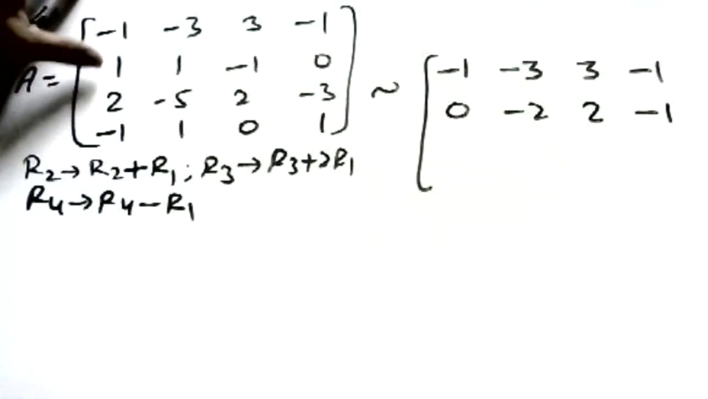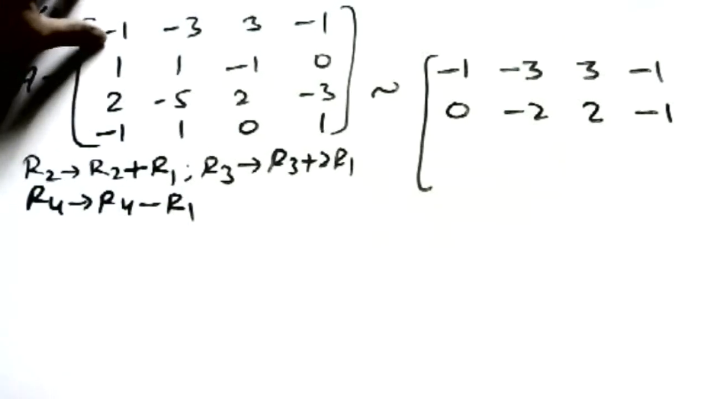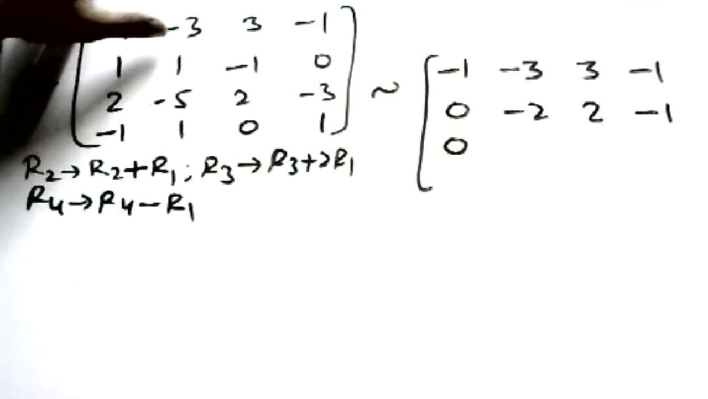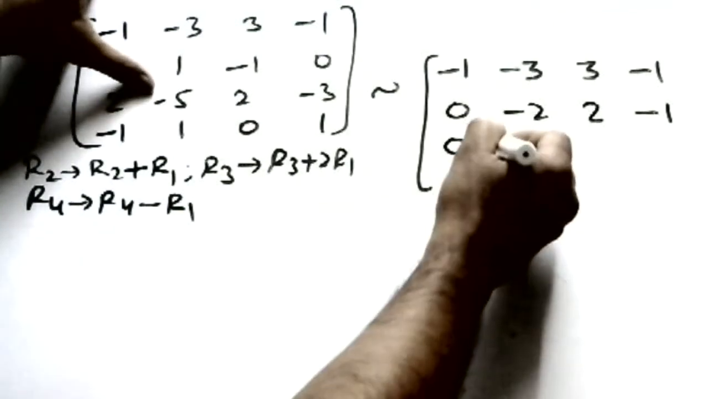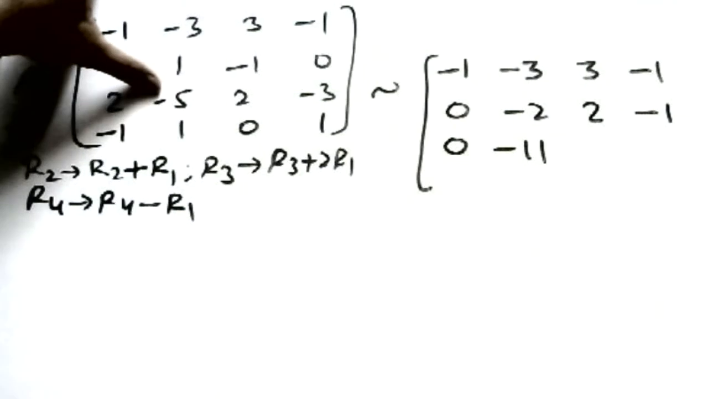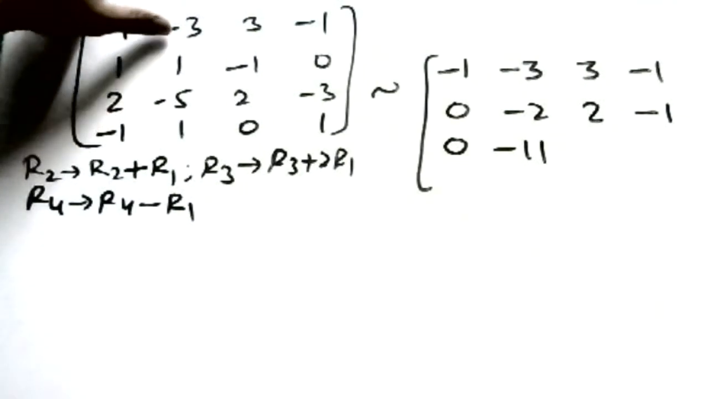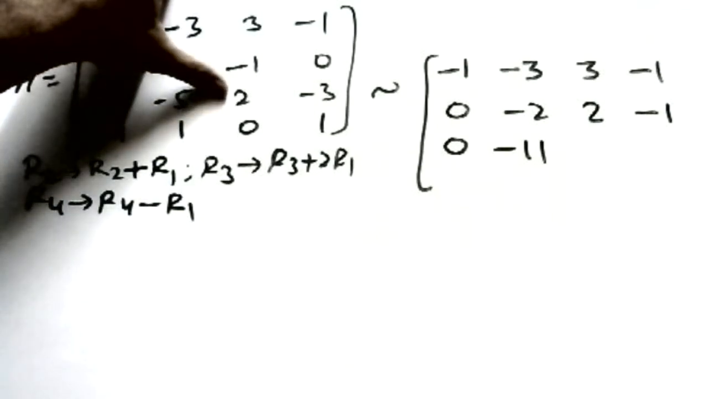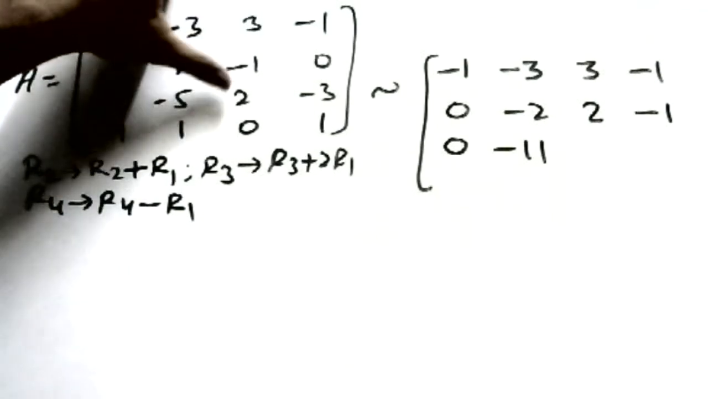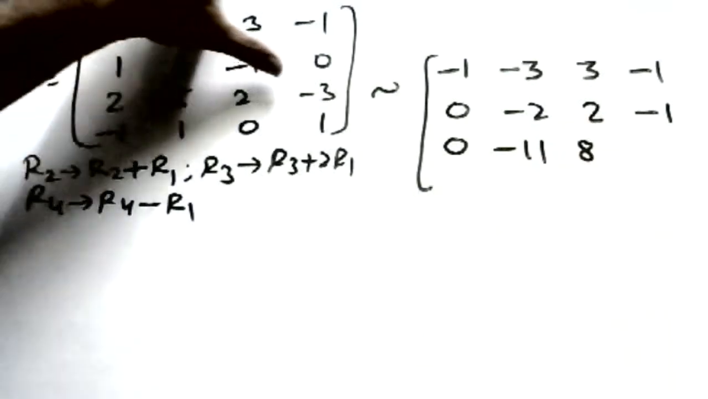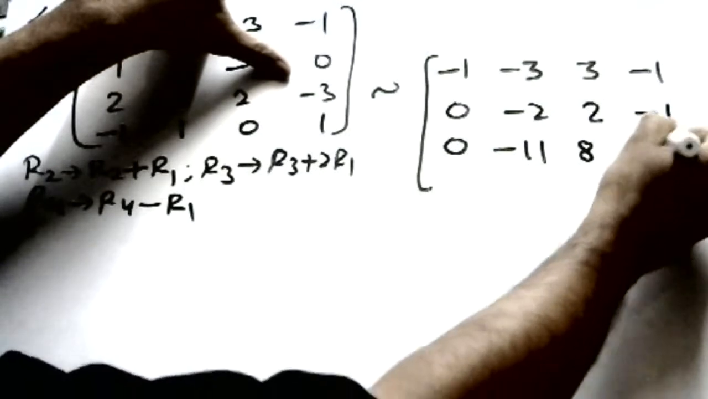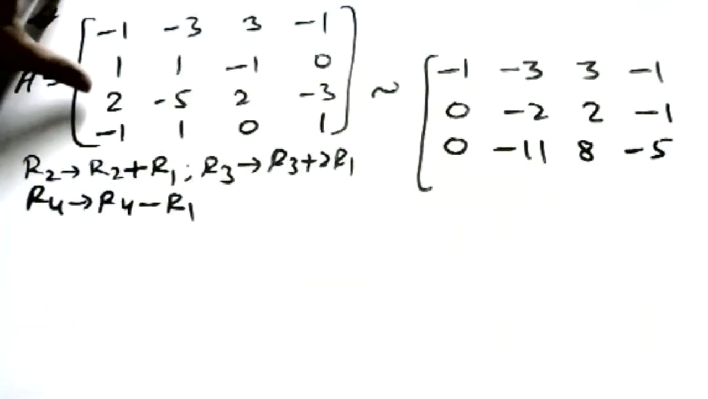Now the next step. Here you see R3 plus 2R1. Plus into minus, minus 2 ones are 2, 2 minus 2, 0. R3 plus 2R1, 2 3s are 6, minus 6 minus 5, minus 11. R3 plus 2R1, 2 3s are 6, 6 plus 2, 8. R3 plus 2, plus into minus, minus 2, minus 2 minus 3, minus 5.